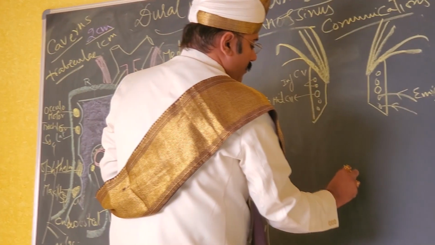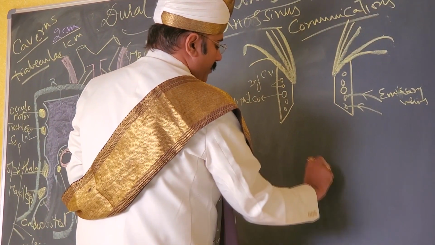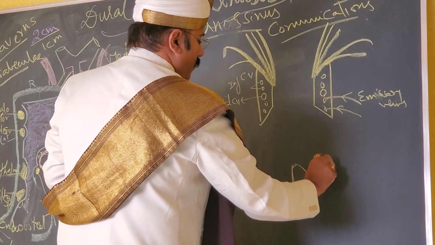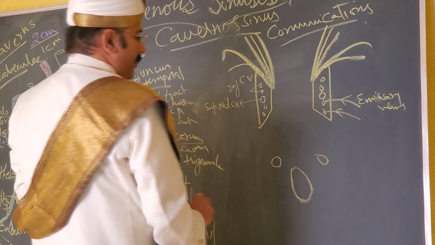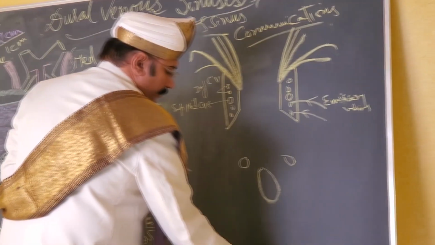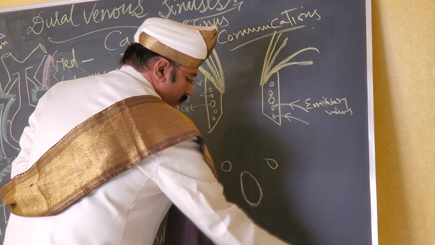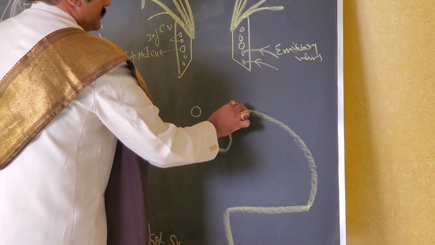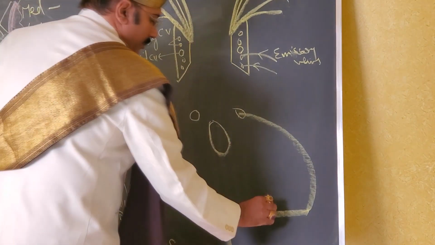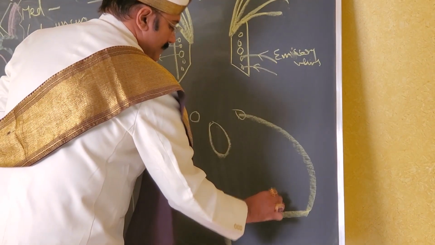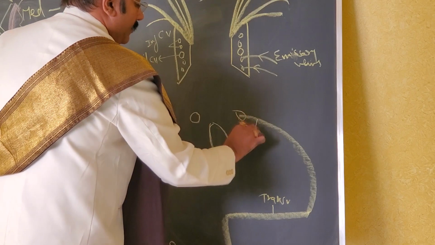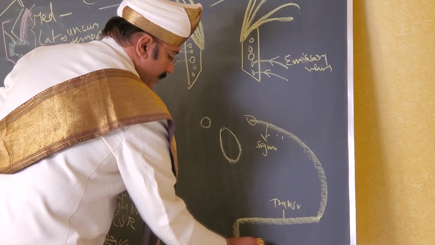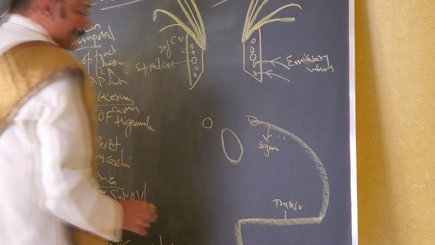And here you see you have got a large foramen of the skull, that is the foramen magnum. Now here you have got the jugular foramen. Here from the superior sagittal sinus, you have got the transverse sinuses, and here this is the sigmoid sinus. Now here this is the transverse sinus, and here it is the sigmoid sinus. This is the superior sagittal sinus.